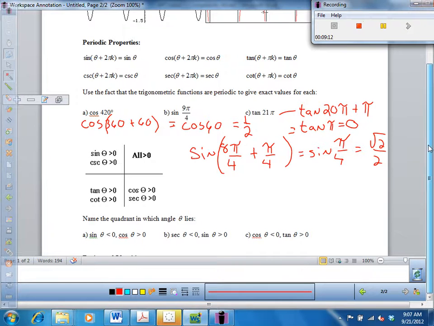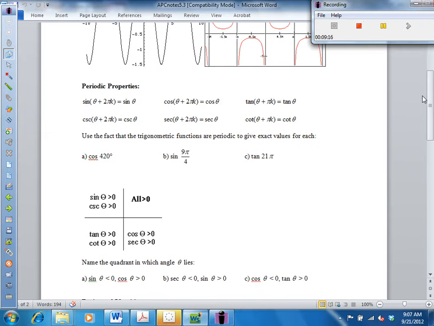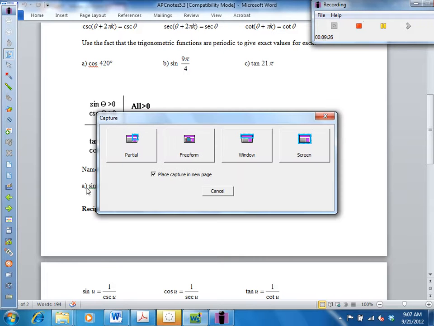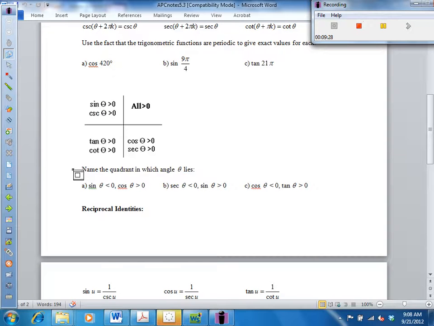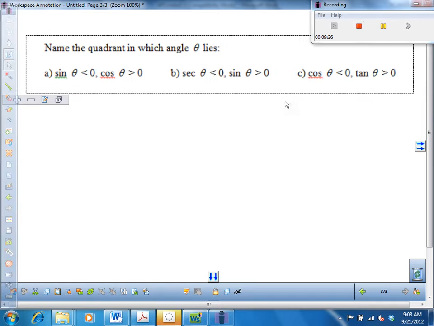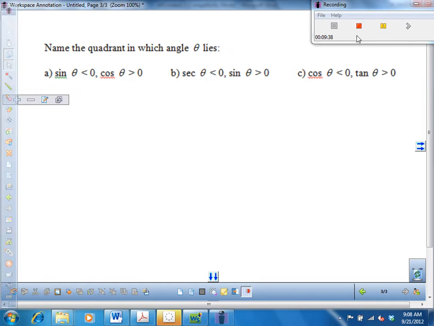Once you have all that info, I'll show you how you do problems like that. First, you go like this, and then reciprocal identities. So, let me take a picture. Partial, name the quadrant. So, all this means is, use that little chart above that I gave you. You want to figure out which quadrant you're in, okay?